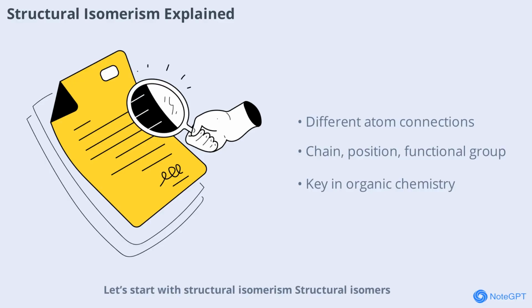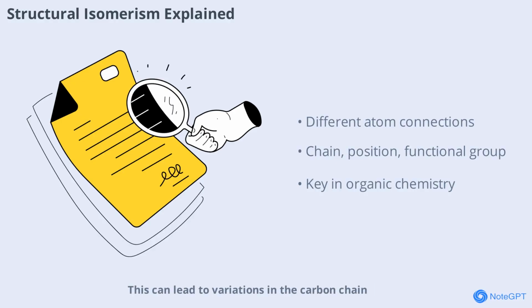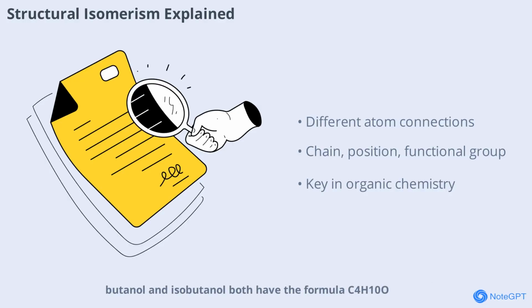Structural isomers, also known as constitutional isomers, have the same molecular formula but their atoms are connected in different ways. This can lead to variations in the carbon chain, the position of functional groups, or even the presence of different functional groups altogether. For example, butanol and isobutanol both have the formula C4H10O, but their structures and properties are distinct. Structural isomerism is a key concept in organic chemistry, as it explains the diversity of organic compounds and their behaviors.